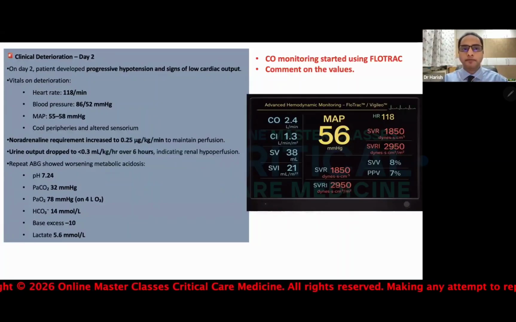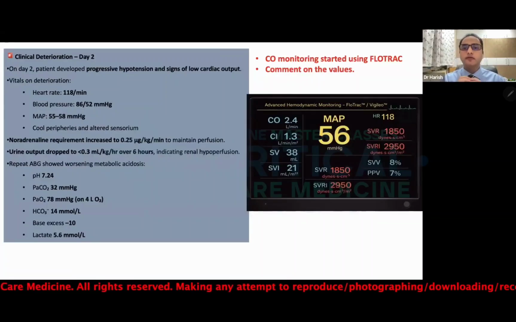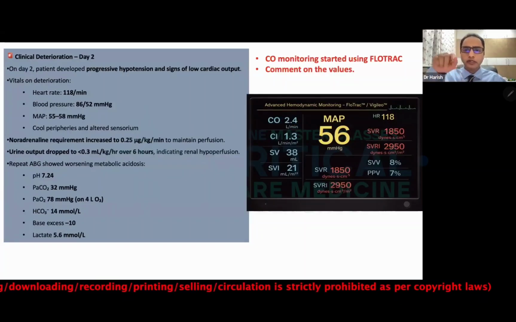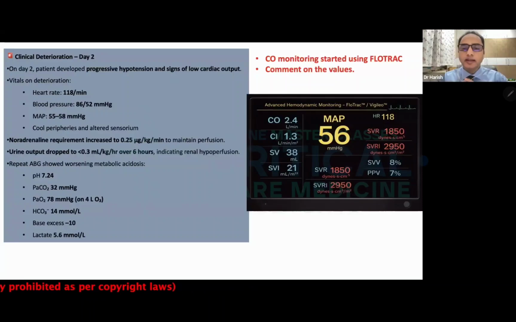So we thought we would go for advanced hemodynamic monitoring, that is the FloTrac Vigileo monitor from Edwards. We need only one radial artery line for this. It is a non-calibrated device which gives cardiac output based on analysis of the arterial waveform. It doesn't require any cold saline injection for calibration, so it is not a thermodilution-based method. It takes the arterial waveform into consideration to give continuous cardiac output monitoring.